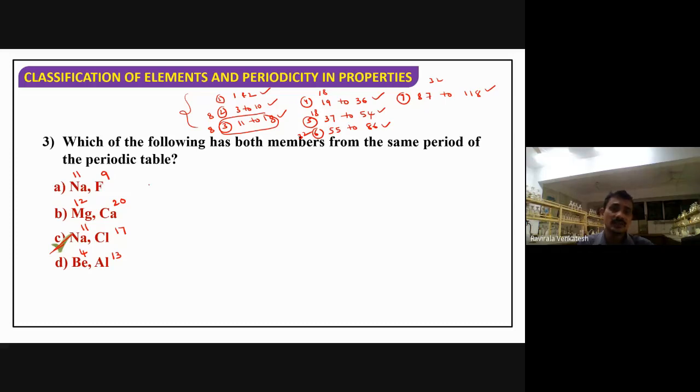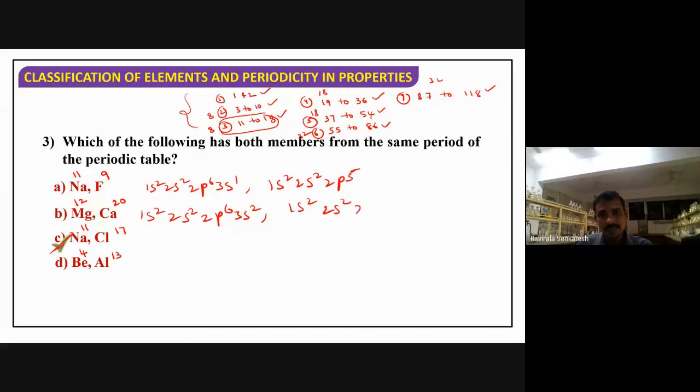Sodium configuration: 1s2, 2s2, 2p6, 3s1. Next, fluorine configuration: 1s2, 2s2, 2p5, you have to write. Then again magnesium: 1s2, 2s2, 2p6, 3s2. Calcium: 1s2, 2s2, 2p6, 3s2, 3p6, 4s2.